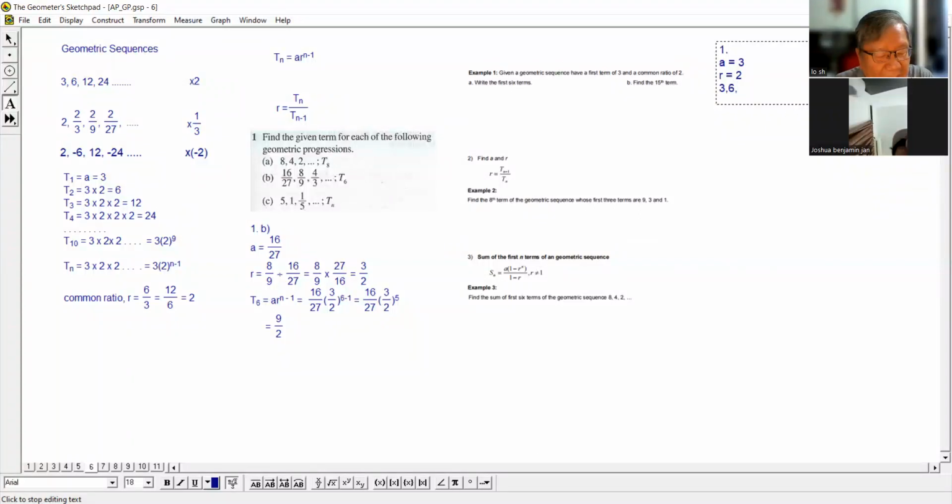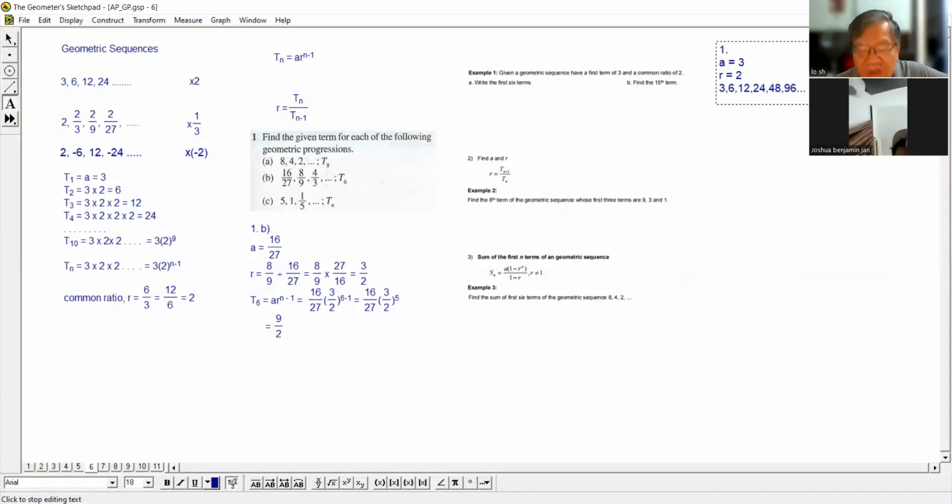Next one? 12. Next one? 24. Correct. Then? 48. Then? One more. 96. Okay, so this is our geometric sequence.